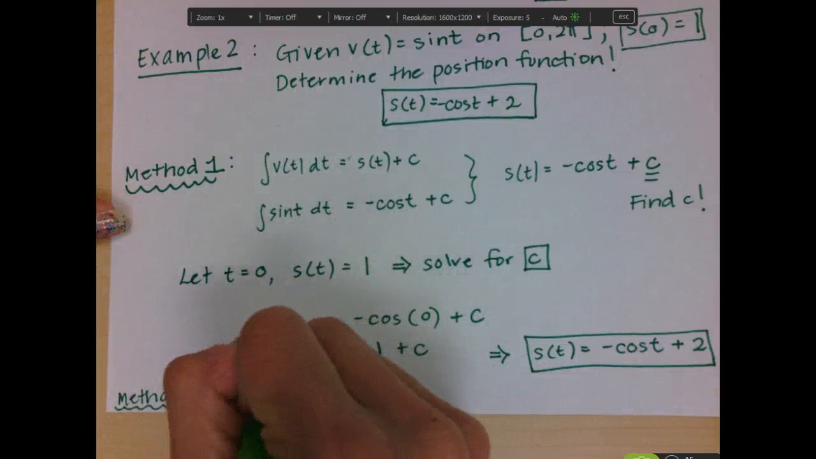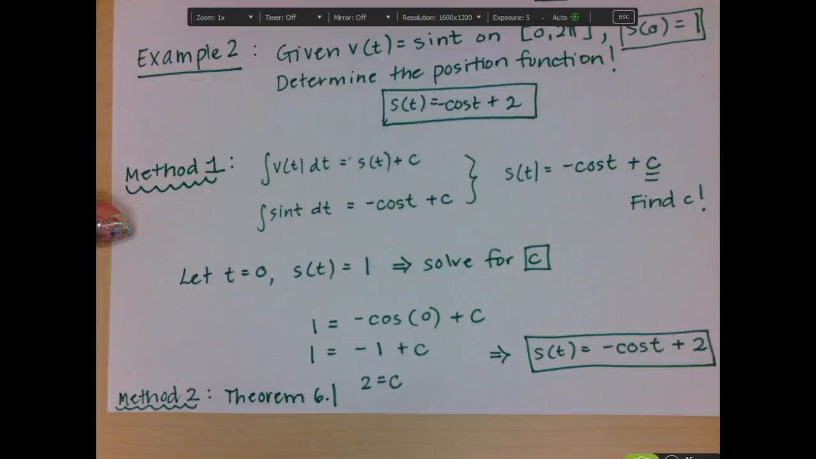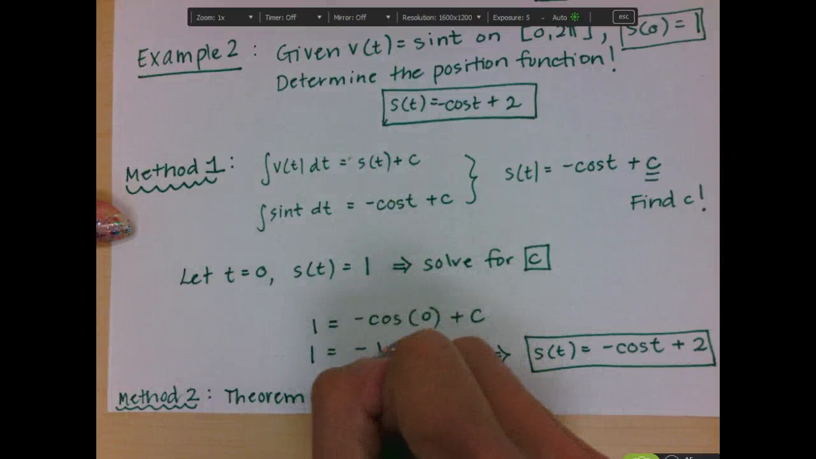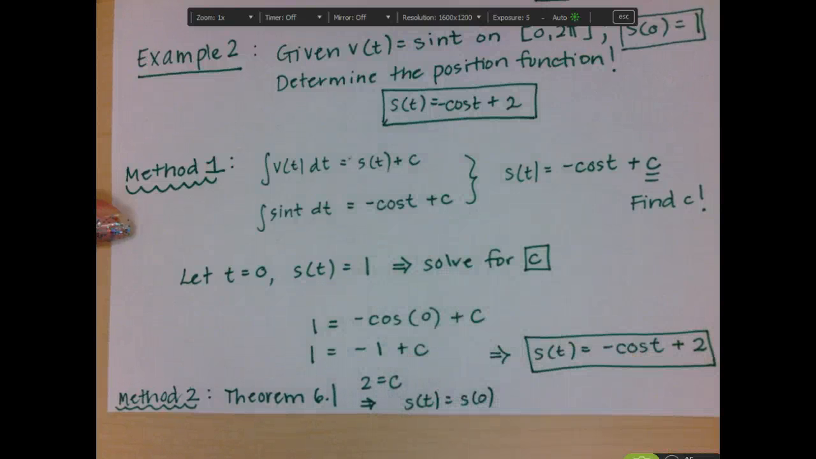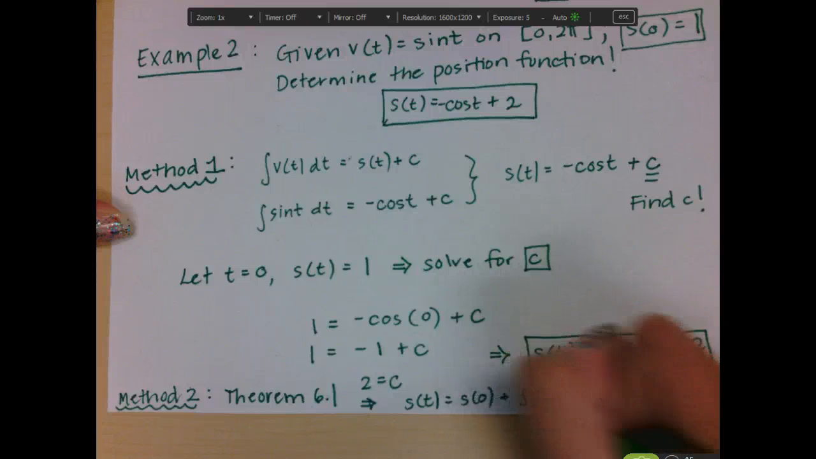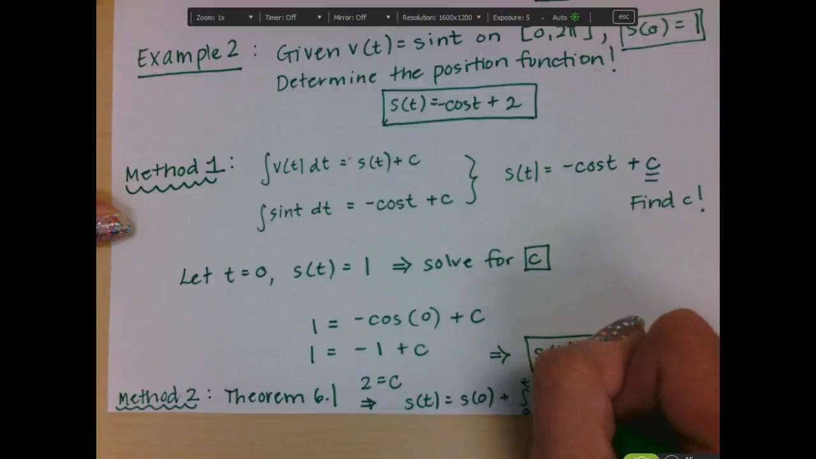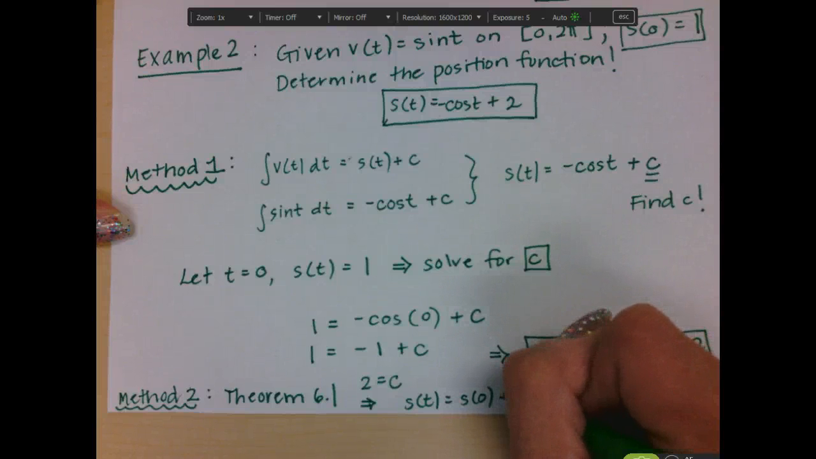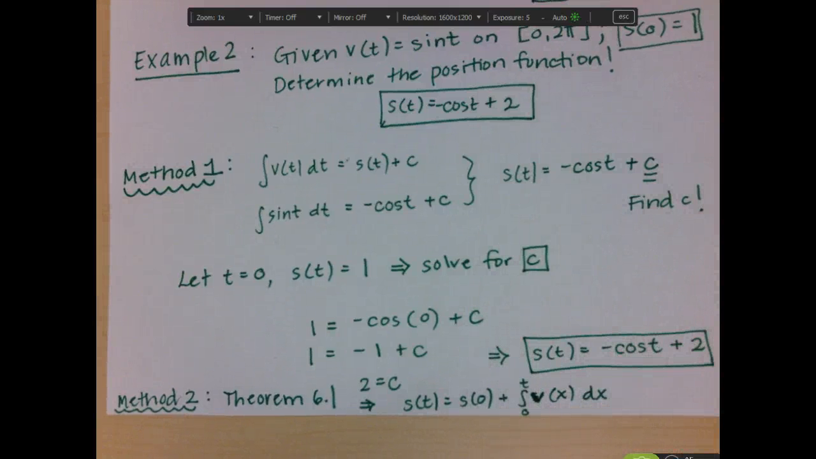Basically, there is a theorem in your textbook, Theorem 6.1, that gives you a formula, which is that s of t can be found by taking s of 0 plus the integral from 0 to t of v of x dx. Sorry about that notation there. But you can look the formula up in your textbook, and it essentially is an explicit way of finding c without having to do it in 2 steps.